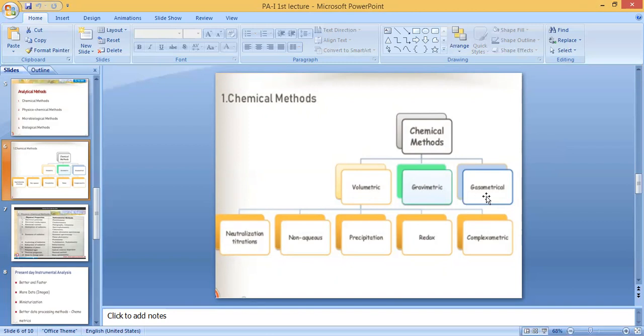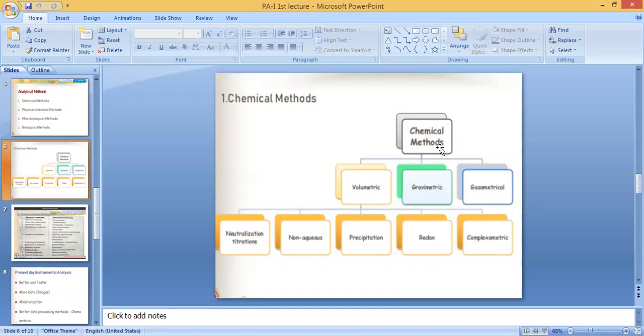Third major class of chemical method of analysis is the gasometric analysis. The name itself indicates that from the measurement of volume of gas consumed by an analyte, we can find out the concentration of analyte. So these are the three main classes of chemical method of analysis. What is chemical method of analysis? Depending upon the chemical reaction occurred between the reactant and product, we can find out the concentration of analyte.